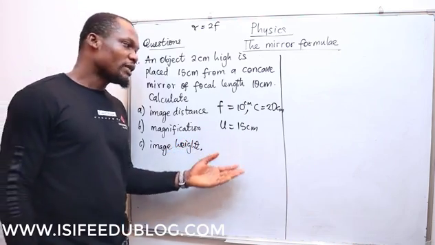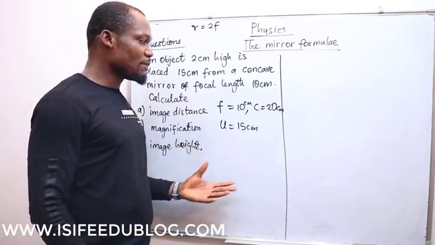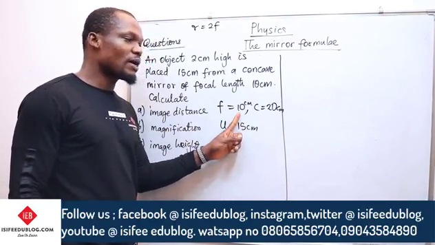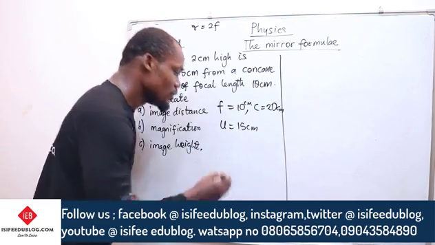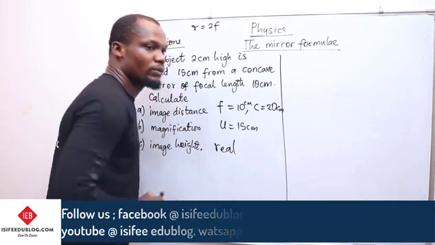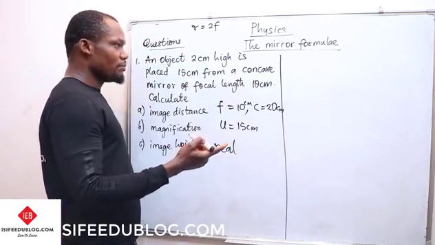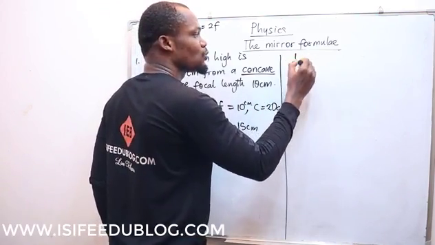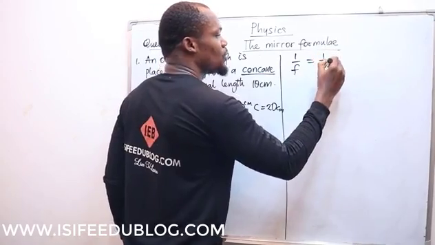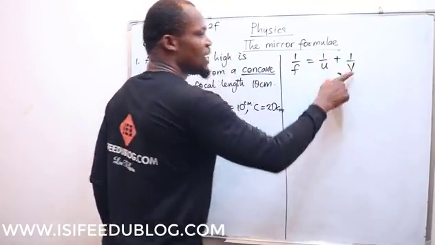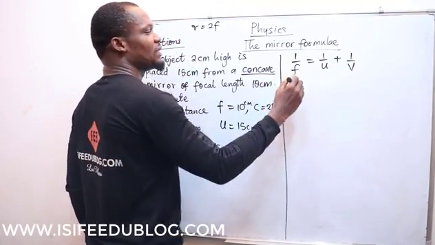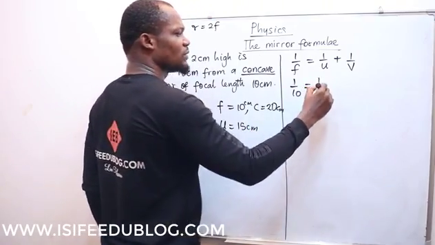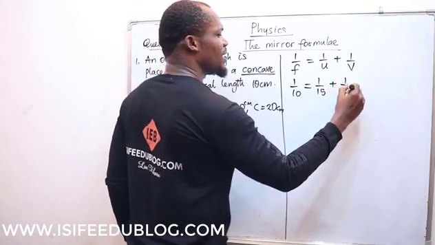So a student in JAM, when you see this type of question, you ask yourself first, is the object distance greater than the focal length? Yes. Therefore, the image is what? Real. What type of mirror is this? Concave. So we are making use of 1 over F equals 1 over U plus 1 over V, and we are looking for V. F is 10. We have 1 over 10 equals 1 over U, which is 15, plus 1 over V.